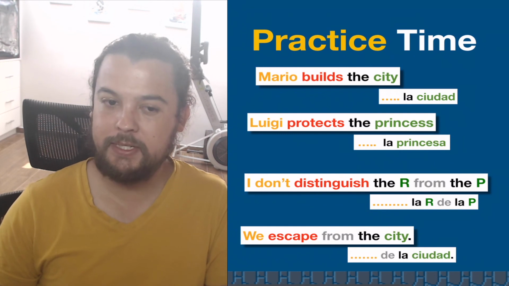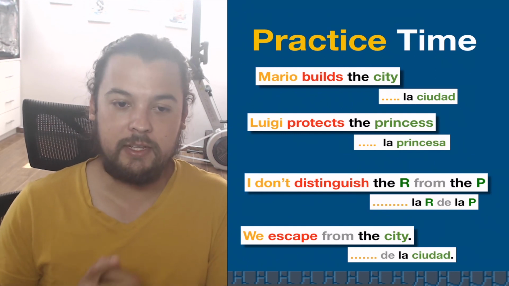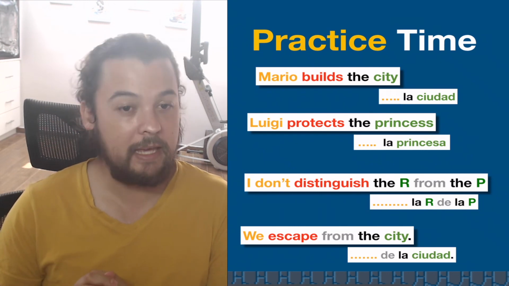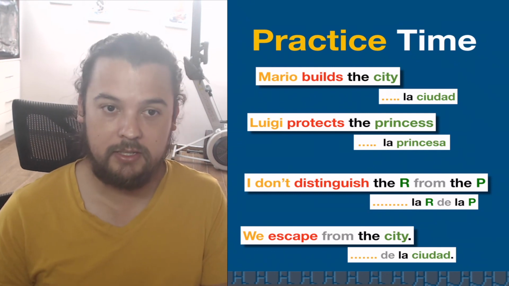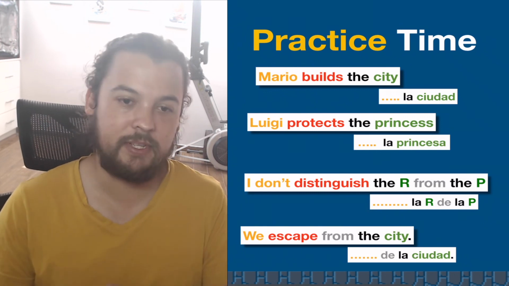We escape from the city. Remember, escape is the verb huir, so it's a UIR. Distinguir is distinguish, proteger is to protect, and construir is to build. Try to use those verbs to make your sentences in the comments below.